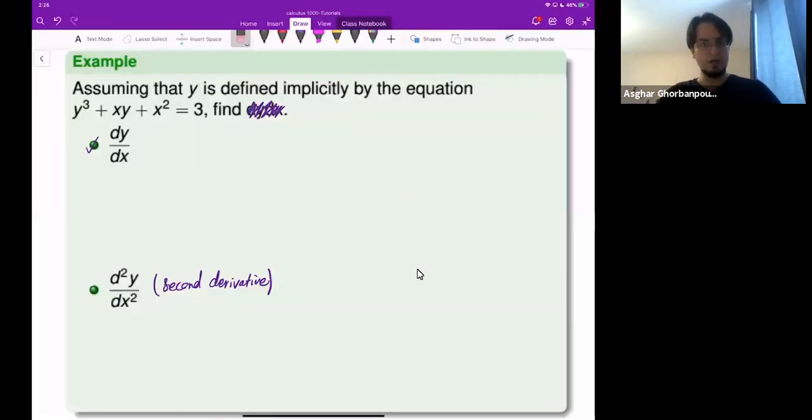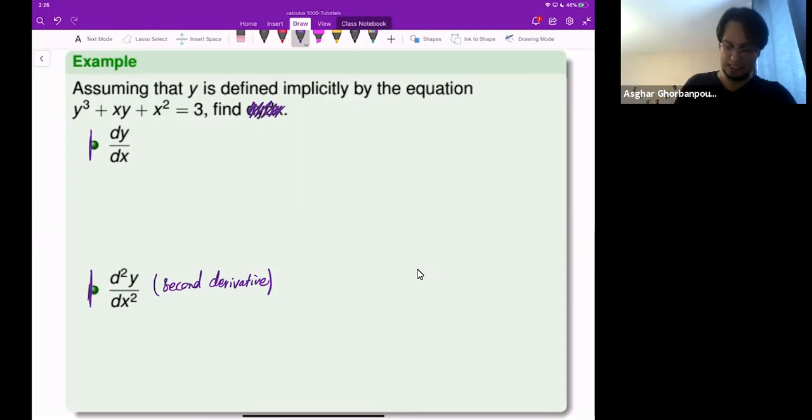As I said, we are trying to find the first derivative of y with respect to x, and also the second derivative with respect to x. We know how to find the first derivative. This is implicit differentiation because the function is defined implicitly. So I will start differentiating both sides of the equation with respect to x.